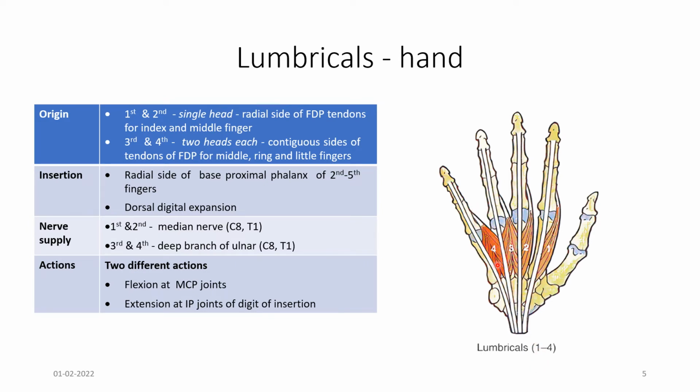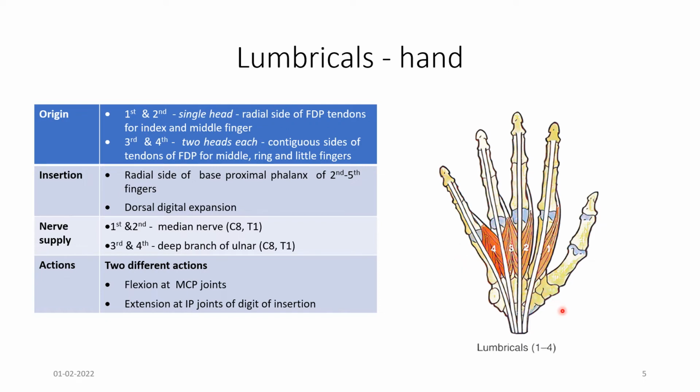Then where are they getting inserted? As I told you already in the initial section, they are on the palmar aspect and they are going towards the radial side of the base of proximal phalanx of second to fifth fingers and into the dorsal digital expansion, that is on the extensor aspect or dorsal aspect. Then what is their nerve supply? The first and second, they are supplied by the median nerve, whereas the third and fourth, they are supplied by the deep branch of ulnar nerve.